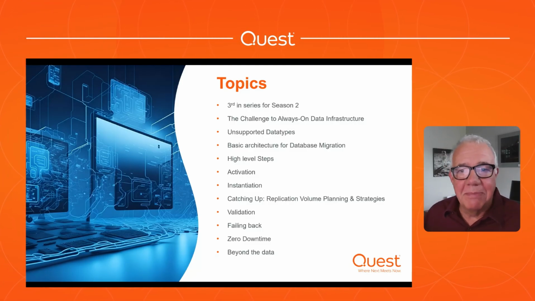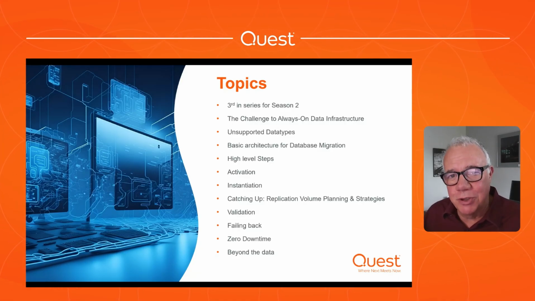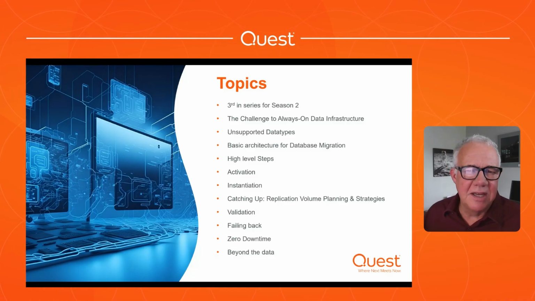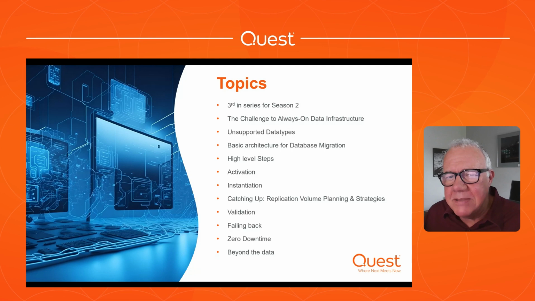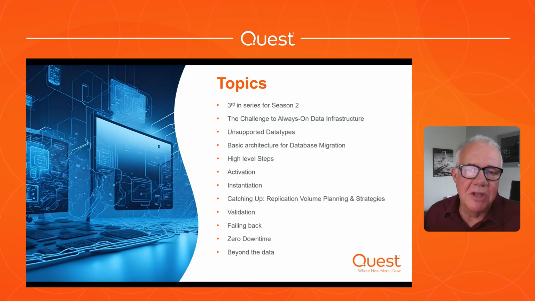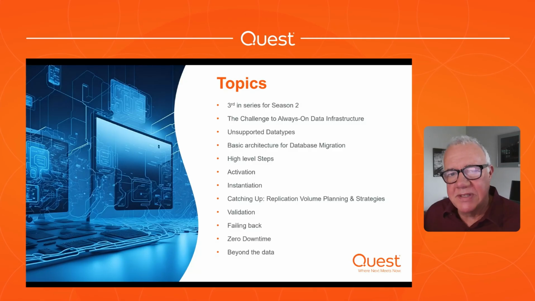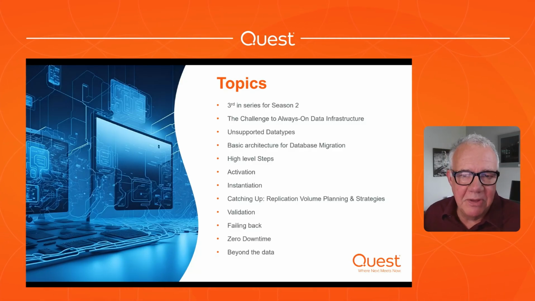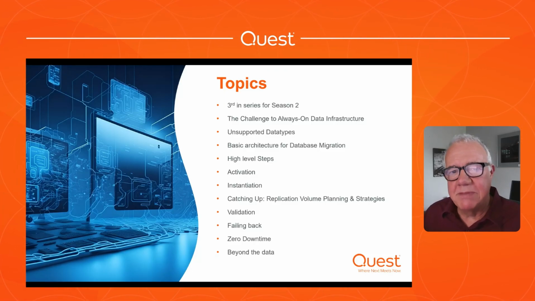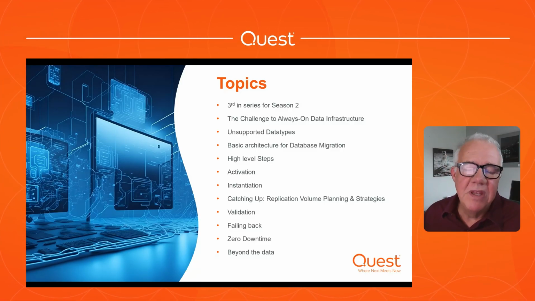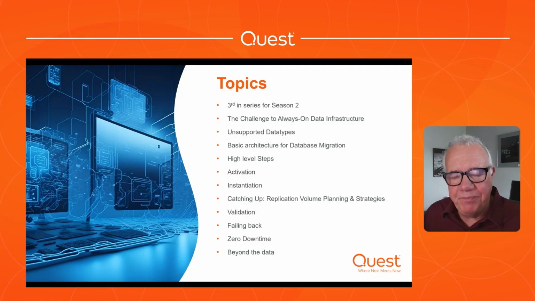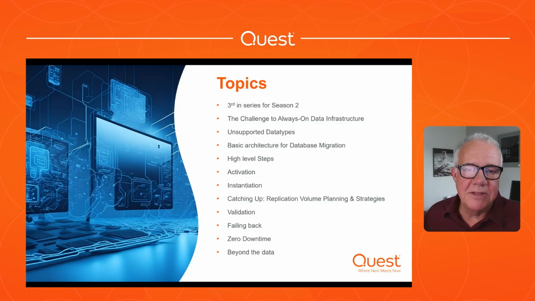I'm going to start by talking about the challenges to always-on data infrastructure. I'll talk about unsupported data types, architecture around database migration specifically, but that's extensible to other areas. What are some of the high-level steps you'll go through to provide high availability? And then dive into some of the details in those steps, specifically activation, instantiation, something I call catching up, because that is certainly an aspect you need to take into account when managing high availability using database replication.